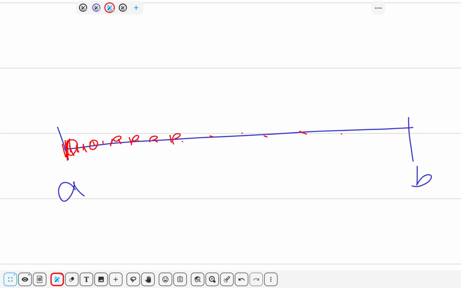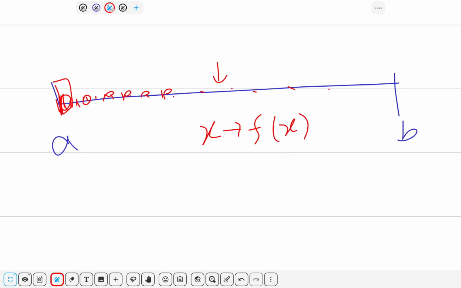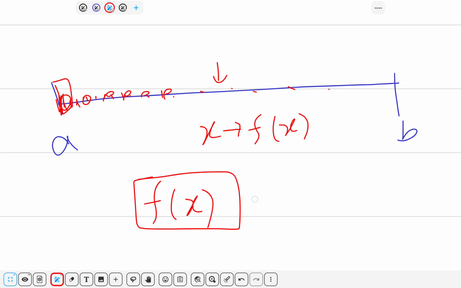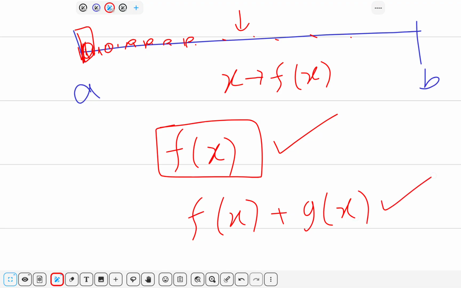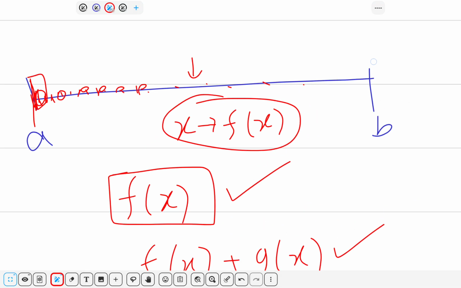So basically, if you consider the position anywhere on this number line as x, you will have some value assigned to that position, f of x, and that's more than enough for a vector. F of x is a vector. A function itself is a vector, and f of x plus g of x will also be a vector. So we have these nice properties. A function itself is a vector, between only the function defined between a and b.